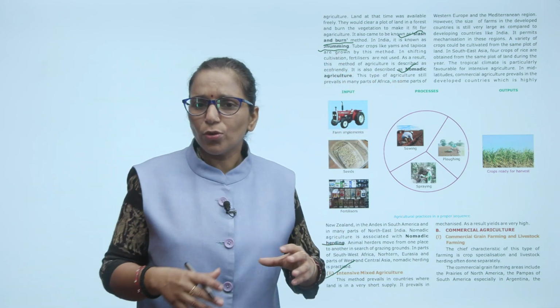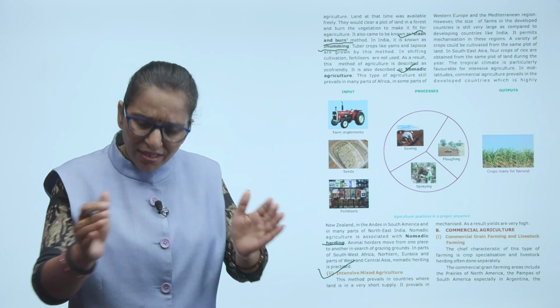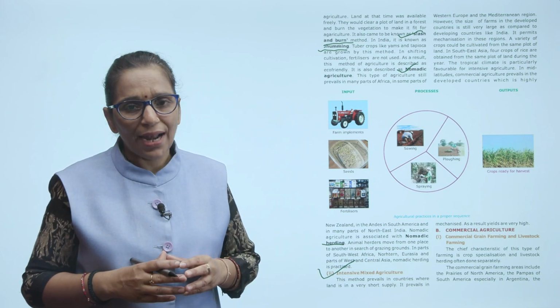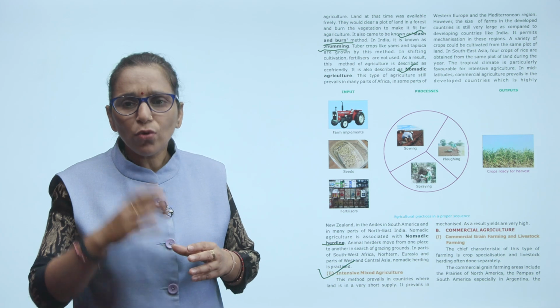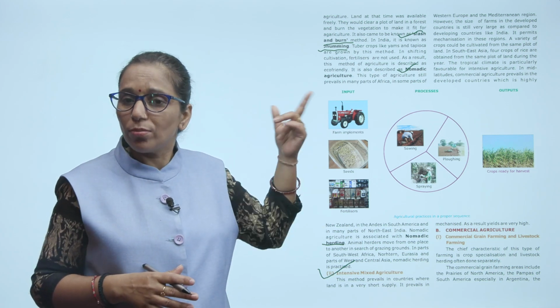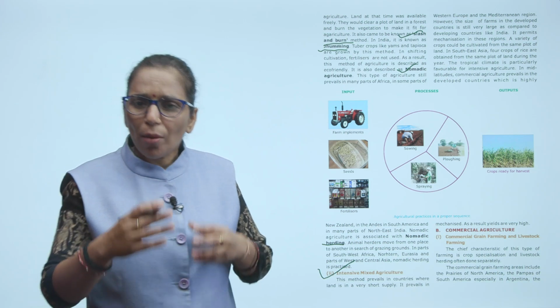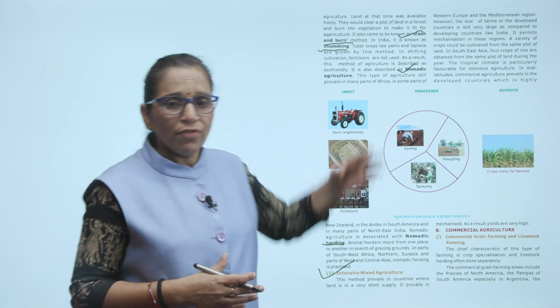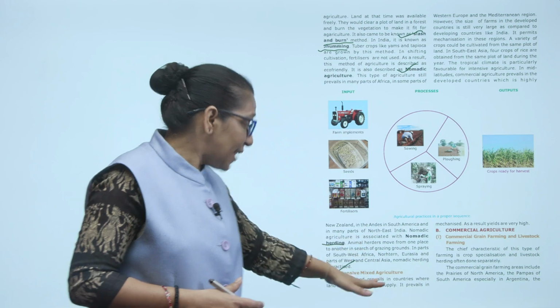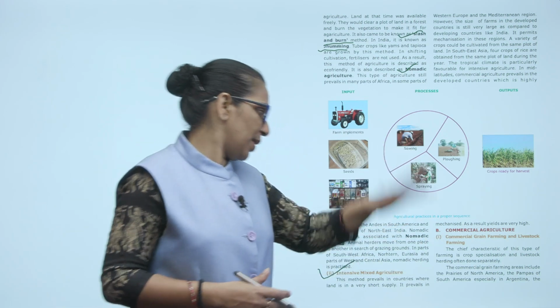A variety of crops could be cultivated in the same small piece of land. In Southeast Asia, four crops of rice are obtained from the same plot of land during a particular year. So a tropical climate is particularly favorable for this intensive mixed farming.